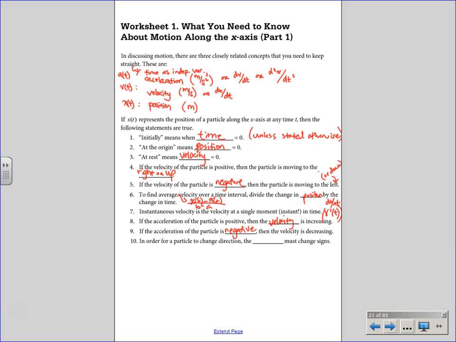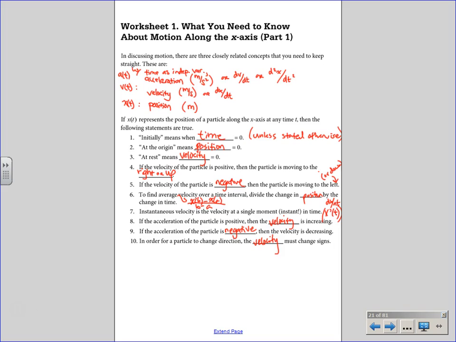Good critical thinking. In order for a particle to change direction from all that we've talked about, what do you guys think must change sign? Velocity. The sign of velocity is what indicates the direction. And so from right to left, the sign changes of velocity, or from up to down, the sign changes.